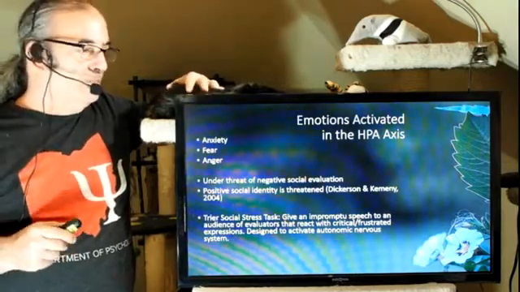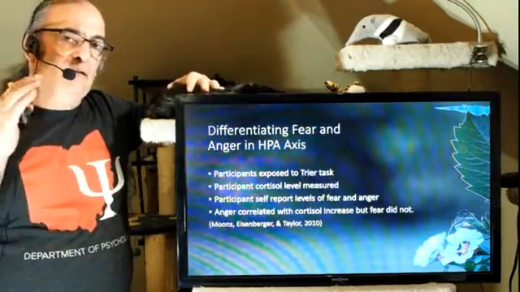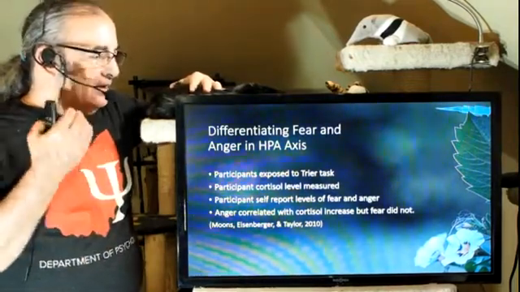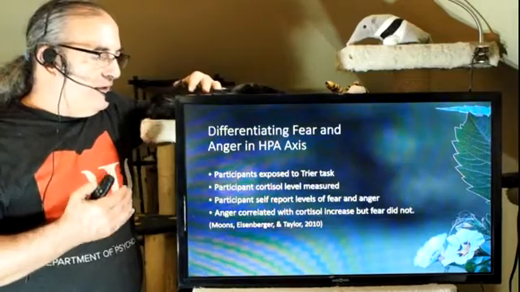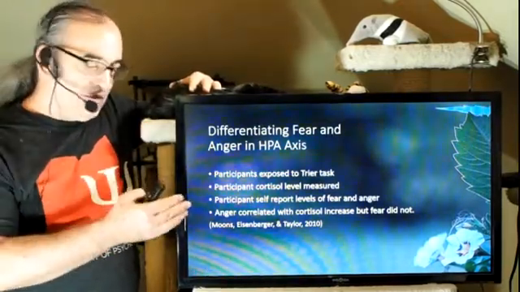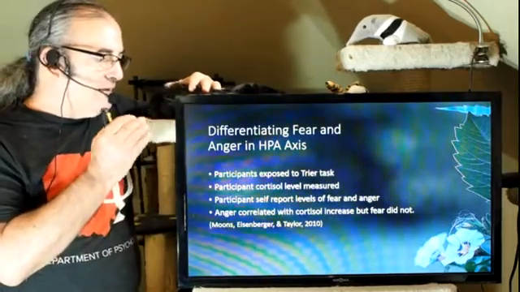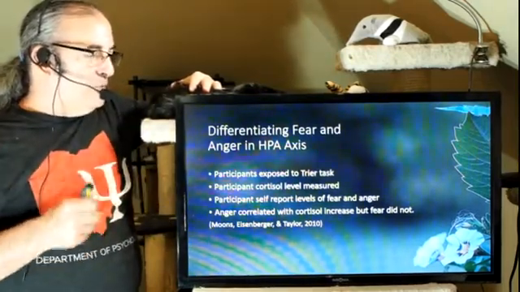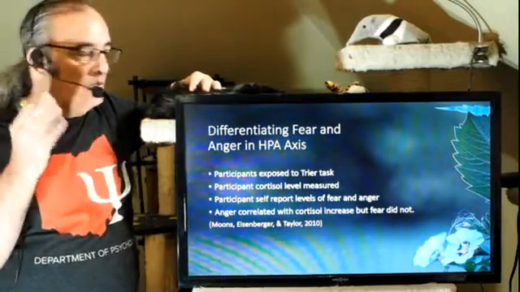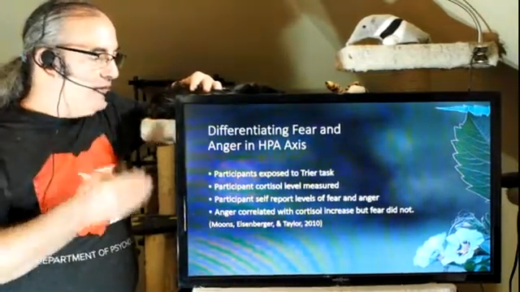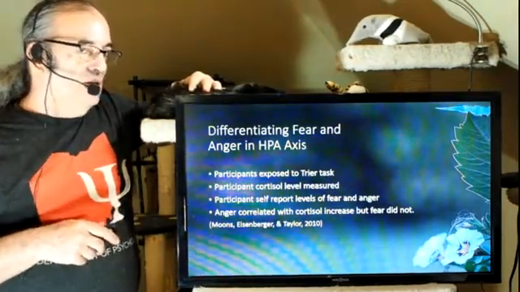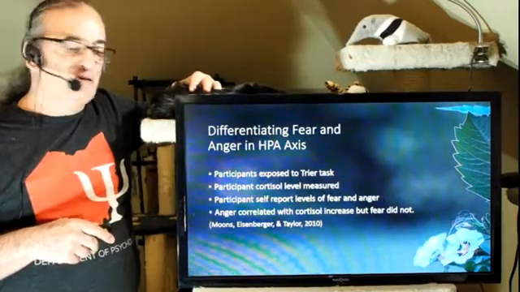Now, note that we had fear and anger on that previous slide. Right? We can differentiate fear and anger in the HPA axis. Participants exposed to the Trier task, so we expose them to the task, and then the cortisol level is measured. Participants self-report fear and anger, which is one way to get at it, maybe not the best, but anger is correlated with cortisol increase, but fear did not. And that's an interesting finding.